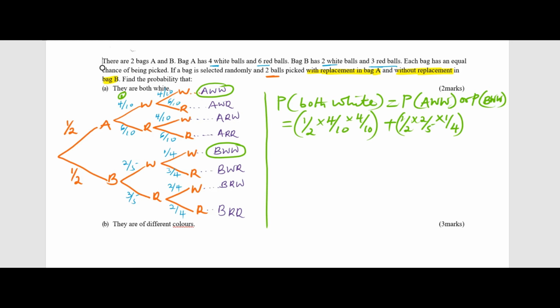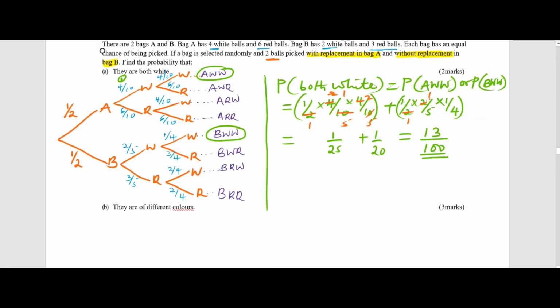After getting that, we can simplify this one, and this will give 1/25 plus 1/20, and this gives the answer as 13/100. So that is the solution for that part.